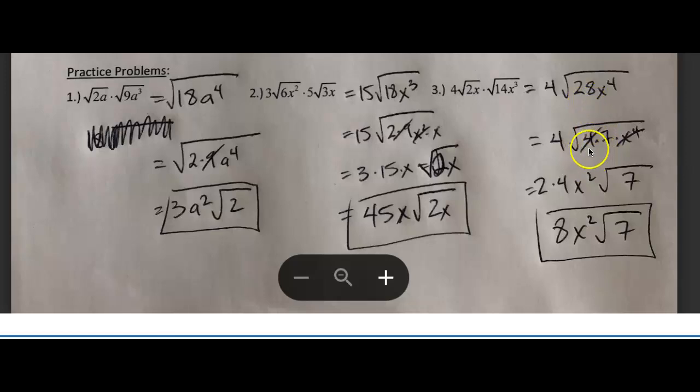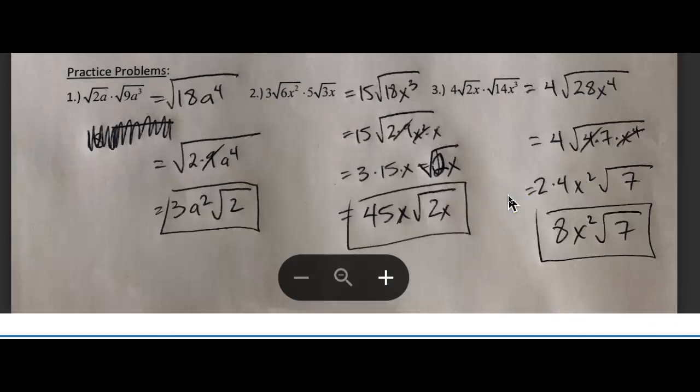Break down the 28. 4 times 7. Take out the square root of 4. It's a 2. You can take out the square root of x to the fourth. It's x squared. And then the 7, nothing you can do with that. It stays in the radical. And then don't forget, multiply everything that's outside. 2 times 4 is 8. And times x squared, you get 8x squared radical 7.